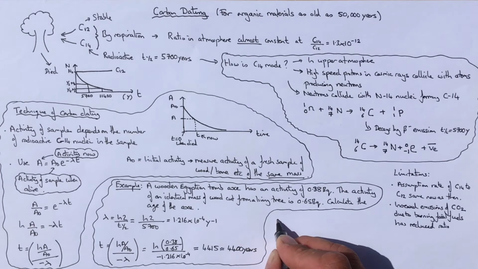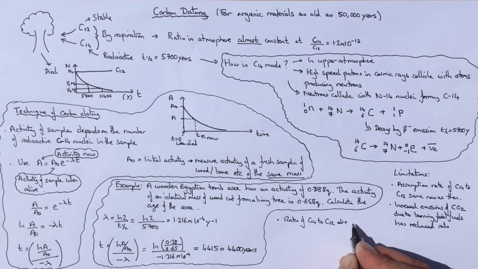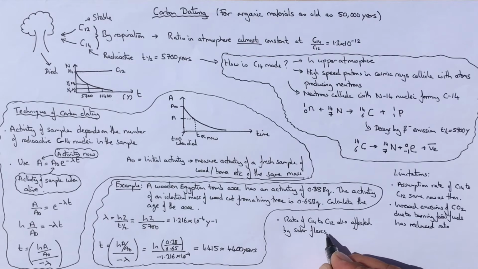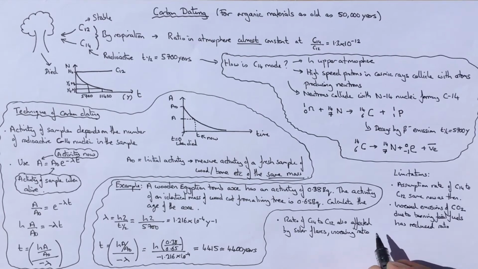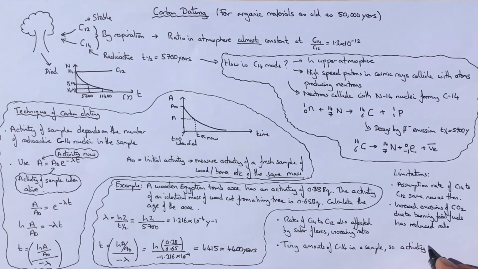We know that C14 is created in the upper atmosphere by cosmic rays, so the ratio of C14 to C12 is also affected by solar flares, which increase the amount of carbon-14. And finally, because we're dealing with such tiny amounts of carbon-14 in a sample, the activity is very low and is similar to background count.